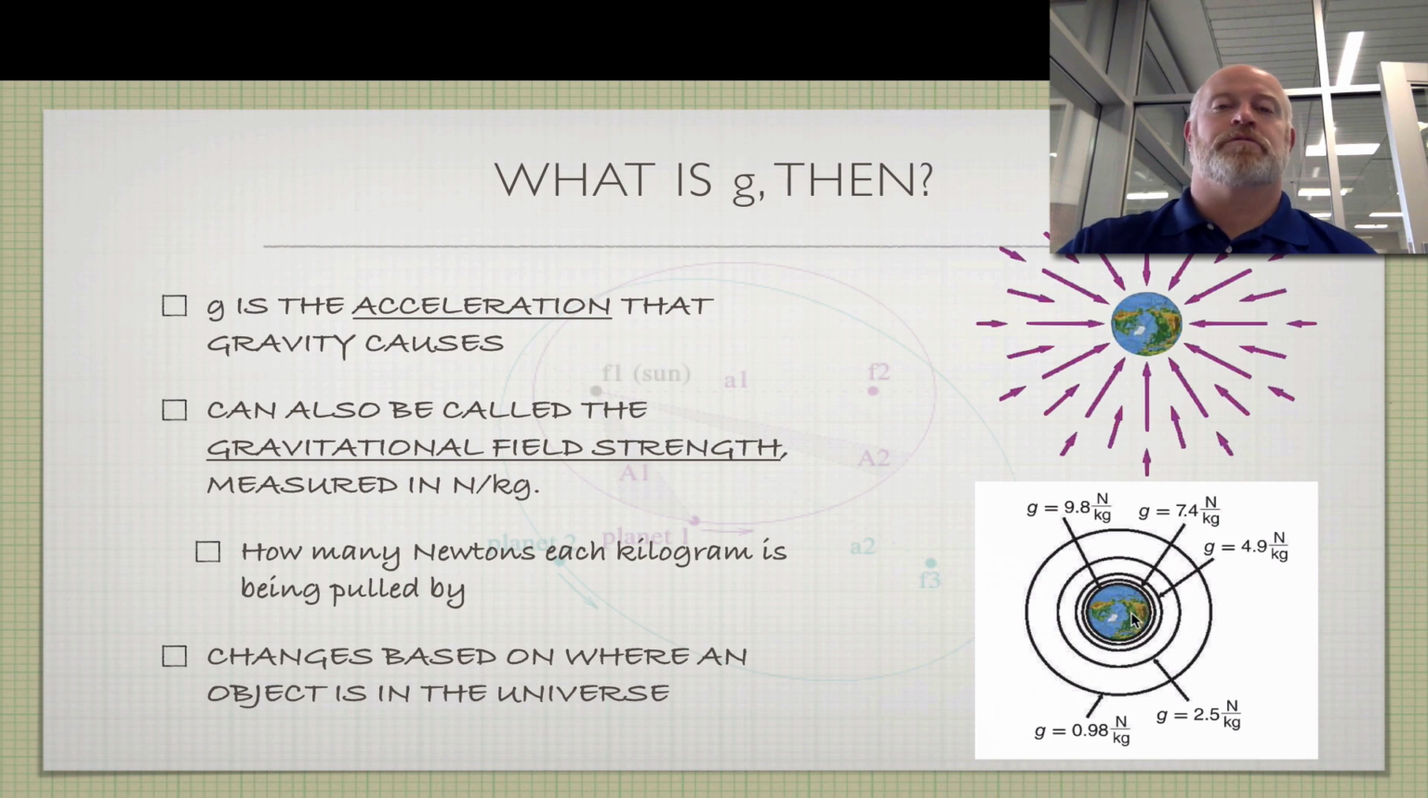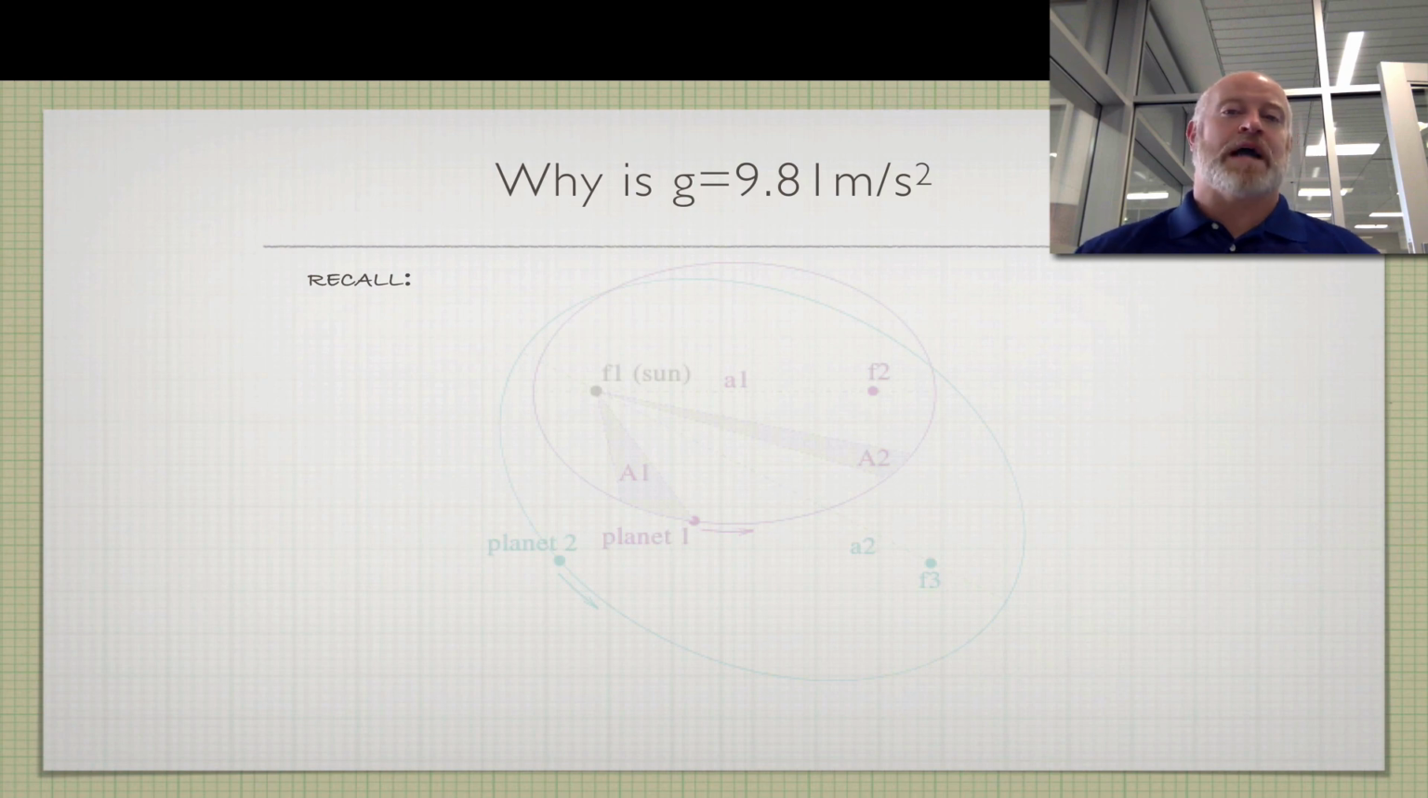So we use 9.81 because that's a pretty good average for us, but it isn't necessarily exactly the same at all points. Now, why is it 9.81? Why this number? We can actually do the math on it and solve for this.